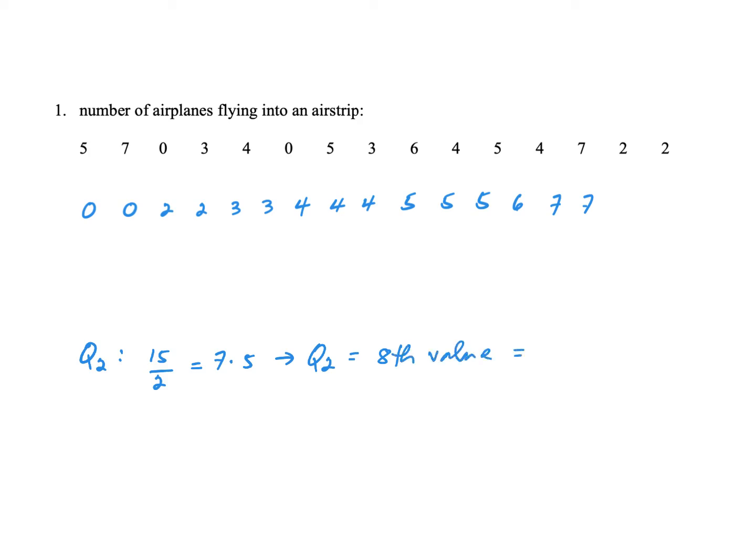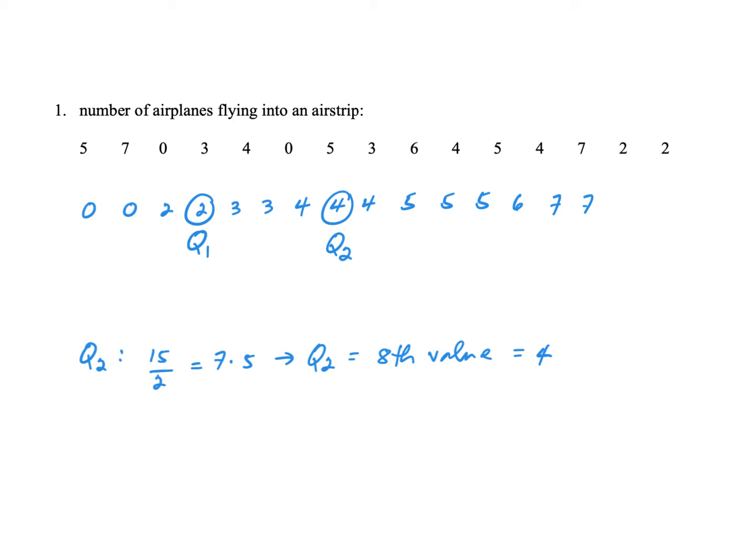And we've done this before. The 8th value would be 2, 4, 6, 8. It's that value, so it's equal to 4. Now, once we have the second quartile, the first quartile will simply be the middle of the first half. So 1, 2, 3. That's the first quartile.